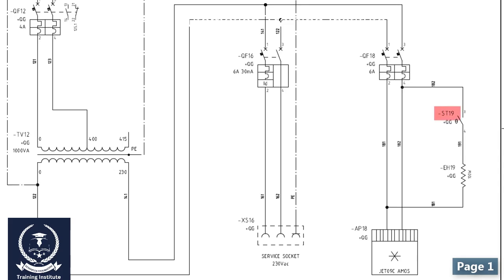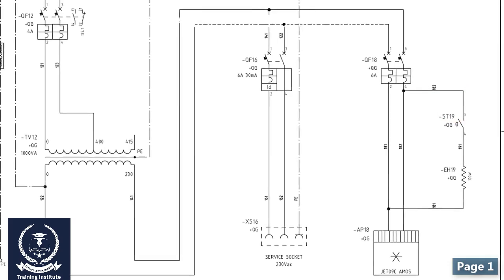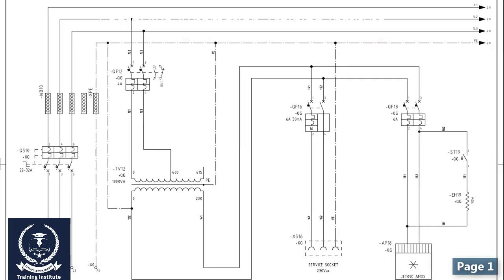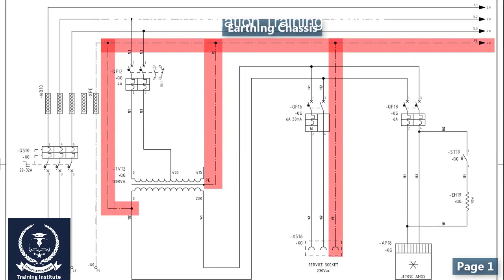The ST19 tag refers to a thermostat to turn on and off the heater or the fan on its specified temperature set points. You've also noticed the earthing chassis and its branches wherever it's needed.